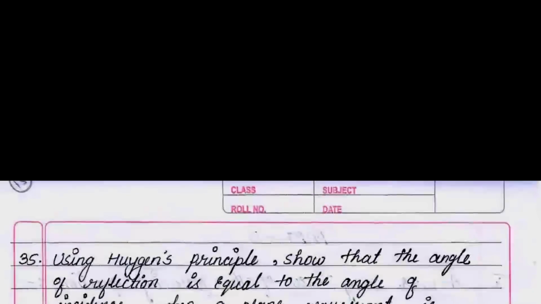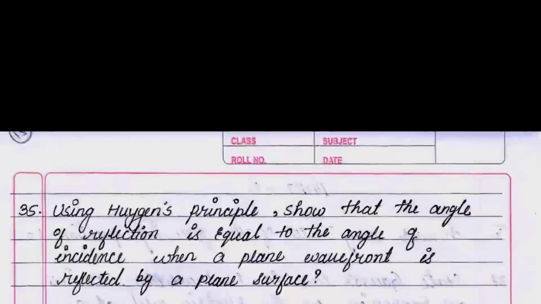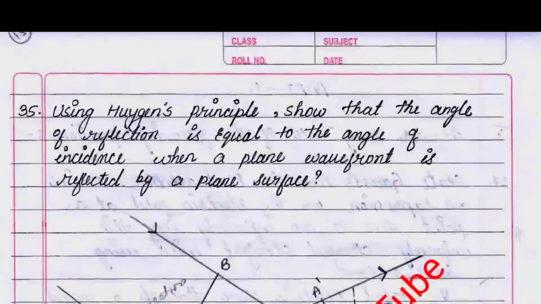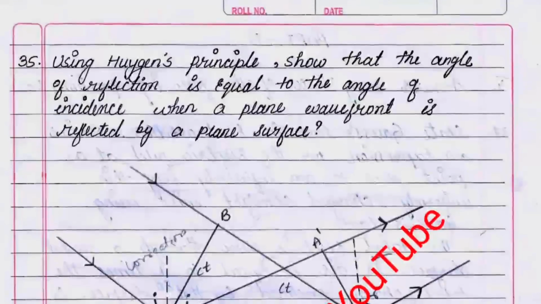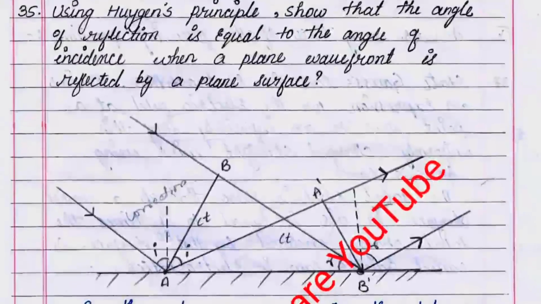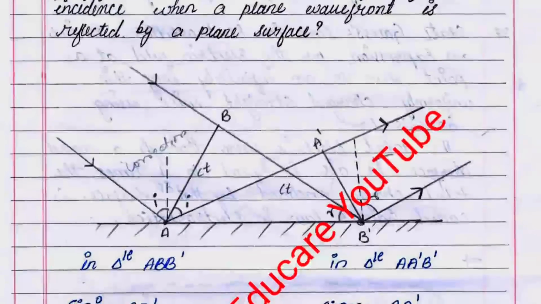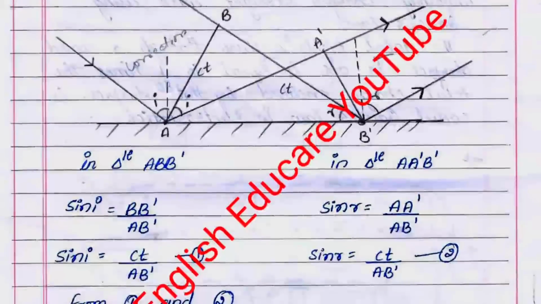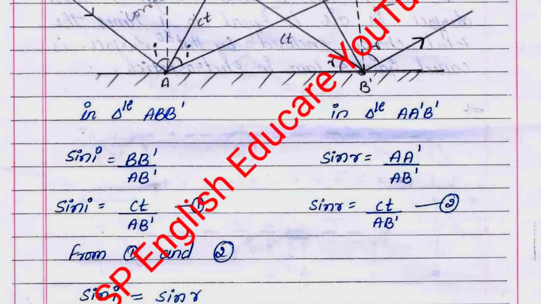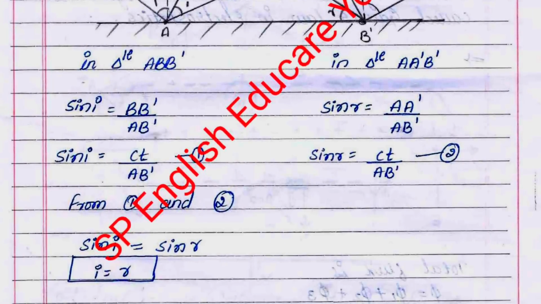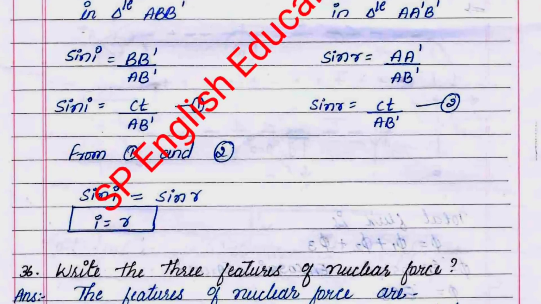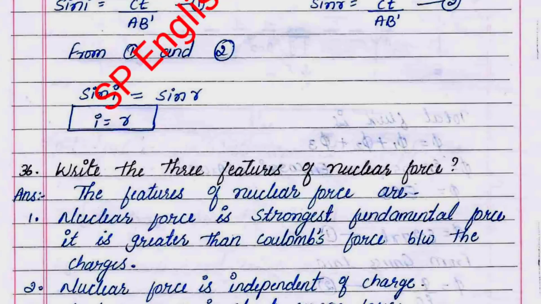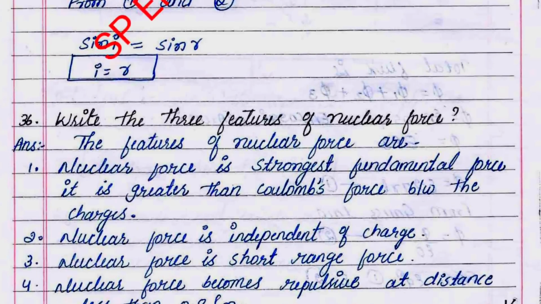35th. Using Huygens principle, show that the angle of reflection is equal to the angle of incidence when a plane wavefront is reflected by a plane surface, and the derivation is below. 36th. Write three features of nuclear force, and the answer is below.